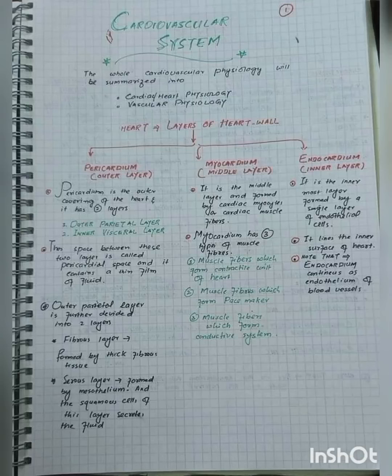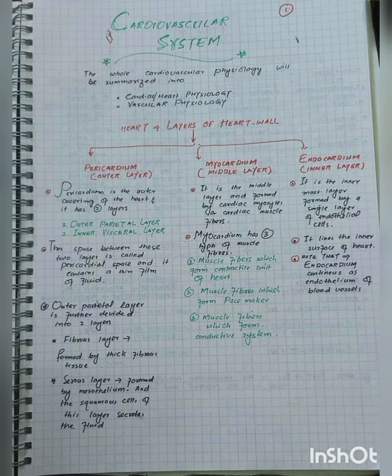So today we are discussing the cardiovascular system. The cardiovascular system is basically summarized into two parts. Number one, the heart physiology, and number two, the vascular physiology. So first of all, we will discuss the layers of the heart wall.